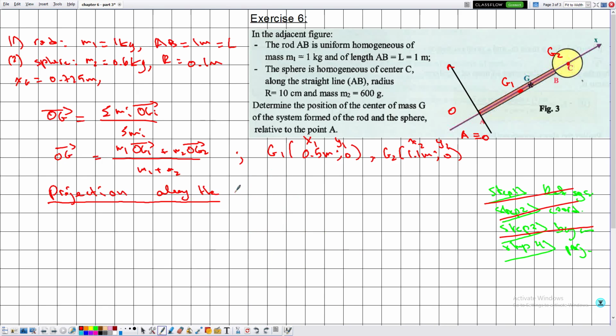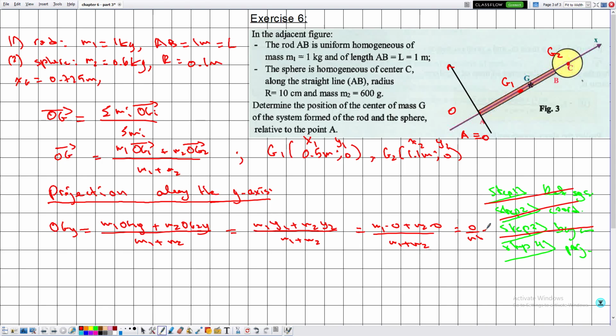As for the projection along the y-axis, OGy is equal to M1 OG1y plus M2 OG2y divided by M1 plus M2, which is equal to M1 y1 plus M2 y2 divided by M1 plus M2, which is equal to M1 multiplied by 0 plus M2 multiplied by 0 divided by M1 plus M2, which is a 0 over a number, which is equal to 0. Then yg is equal to 0.